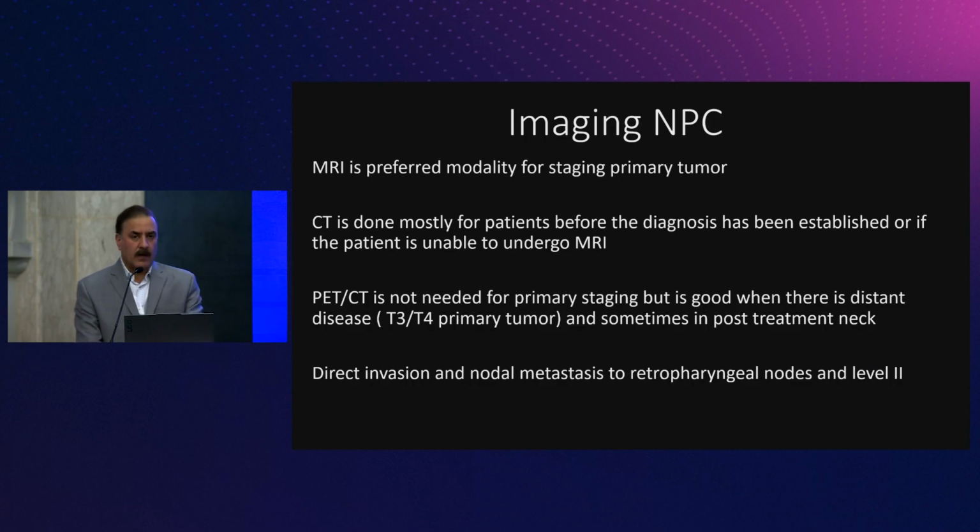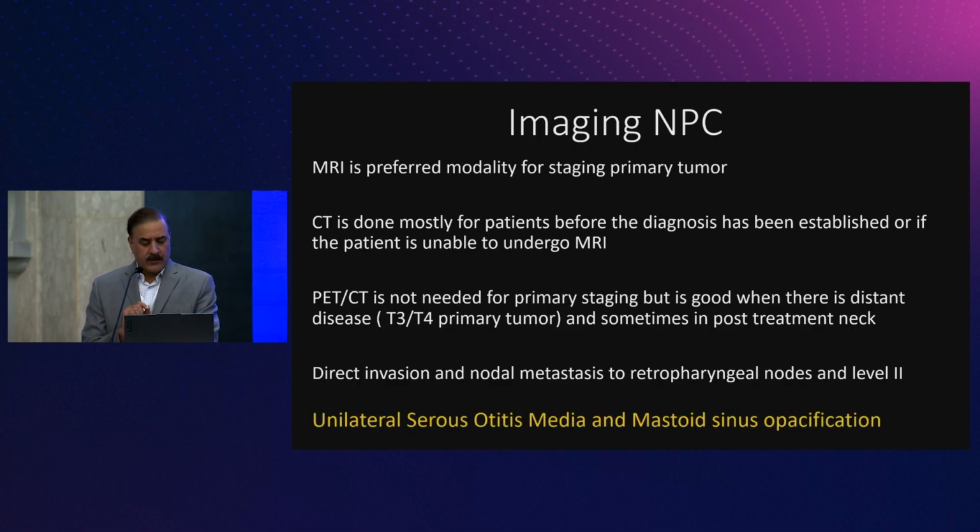When we are going to image a nasopharyngeal carcinoma, MRI is the modality of choice. Yes, CT is done, but probably at a stage when there is no suspicion of nasopharyngeal carcinoma, or the patient just cannot get an MRI. Even if the patient cannot undergo an MRI, we will still do it under anesthesia and map the tumor out, because MRI is the modality of choice. PET-CT, just like anything else, would be needed in the post-treatment stage, and it's very helpful for nodal metastasis in a post-treated neck.